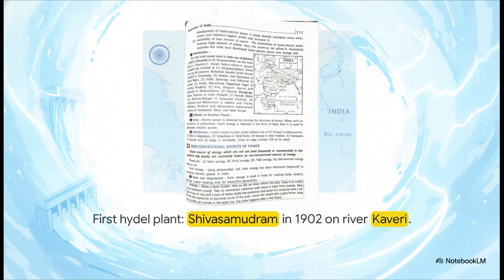And India was quite early to this game. If we point our attention down south to Karnataka, India's very first hydropower plant was established in 1902 at Shivasamudram on the river Kaveri. That was a huge historical milestone for powering our country way before many other nations.